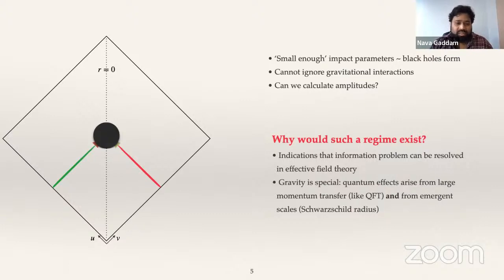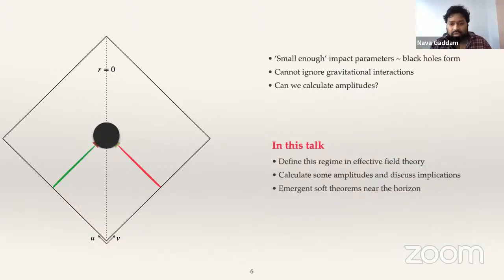So there is something to be said about why in effective field theory, you should be able to calculate such amplitudes. What I said is not good enough to say that just calculating these amplitudes is going to resolve the information paradox, but it's an indication that these things can be calculated in effective field theory. And when it's possible, when we know that they're going to give us corrections to what Hawking computed, why not do it? So in this talk, what I'm going to do is to carefully define this regime in effective field theory, where you can calculate these amplitudes.